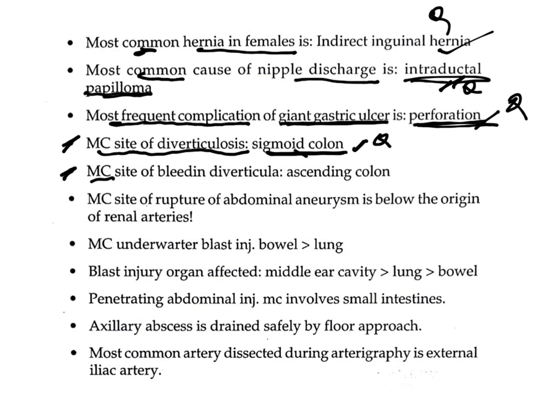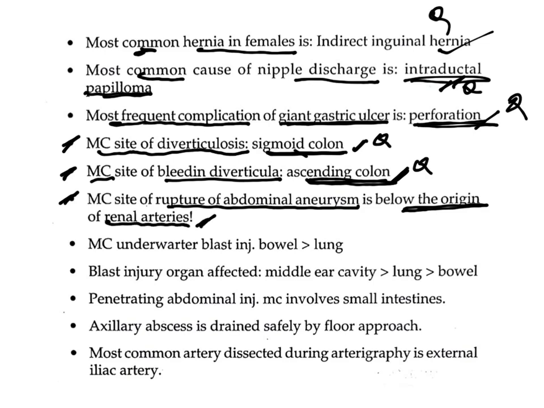The most common site of bleeding with diverticula is the ascending colon. Ascending colon, the most common site of bleeding diverticulum. Now, the most common site of rupture of abdominal aneurysm is below the origin of renal arteries. This is very important.